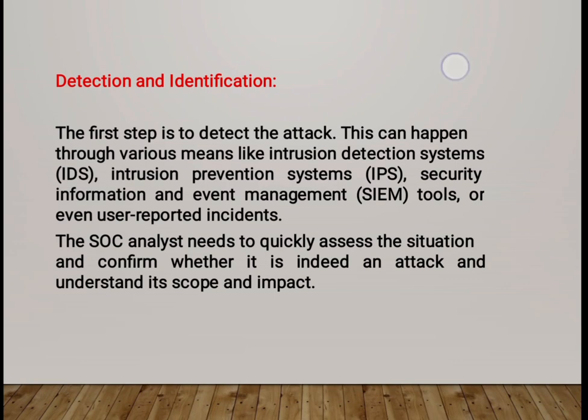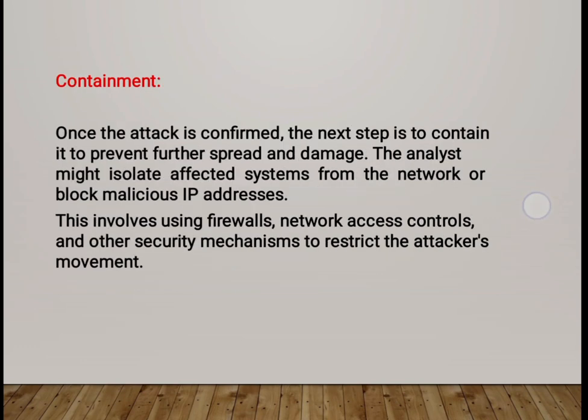The first step is detection and identification. The first step is to detect the attack. This can happen through various means like intrusion detection system IDS, intrusion prevention system IPS, security information and event management SIEM tools, or even user reported incidents. The SoC analyst needs to quickly assess the situation and confirm whether it is indeed an attack and understand its scope and impact.